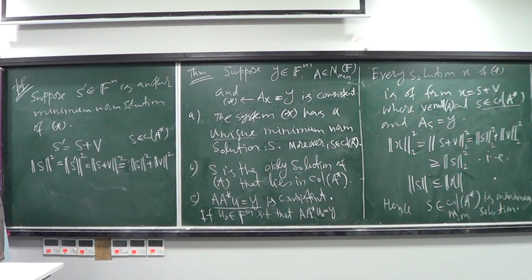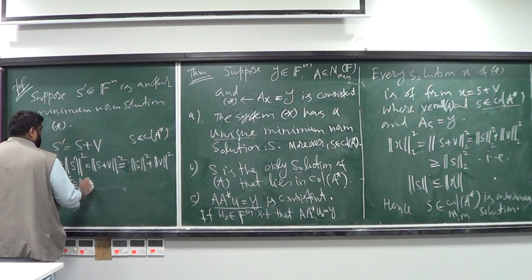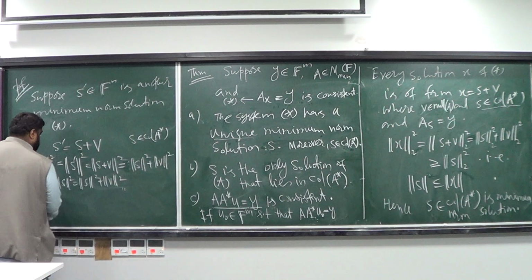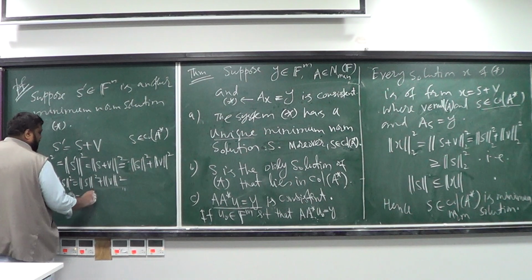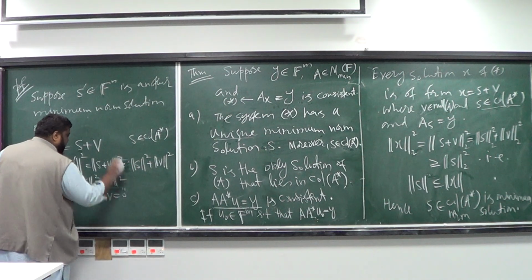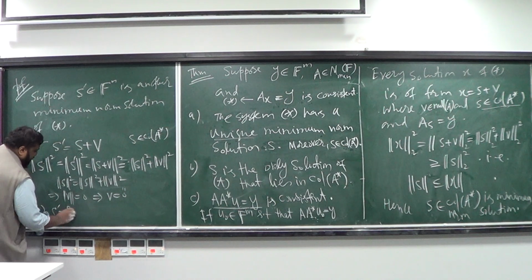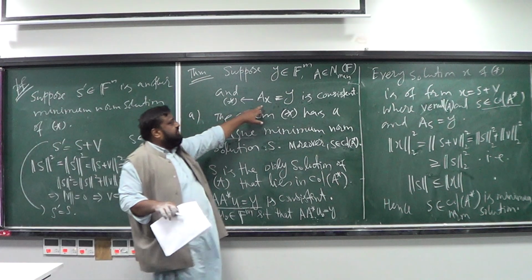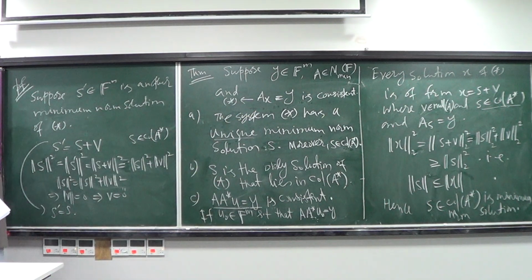And this shows that the norm of S squared is equal to the norm of S squared plus the norm of V squared. This implies the norm of V squared is equal to 0, which implies V equals 0. And if V equals 0, this shows that S prime is equal to S. So what does this show? For this system, you can't have two minimum norm solutions.